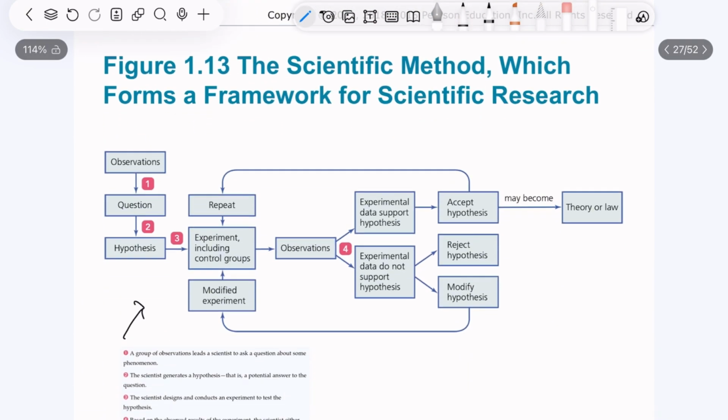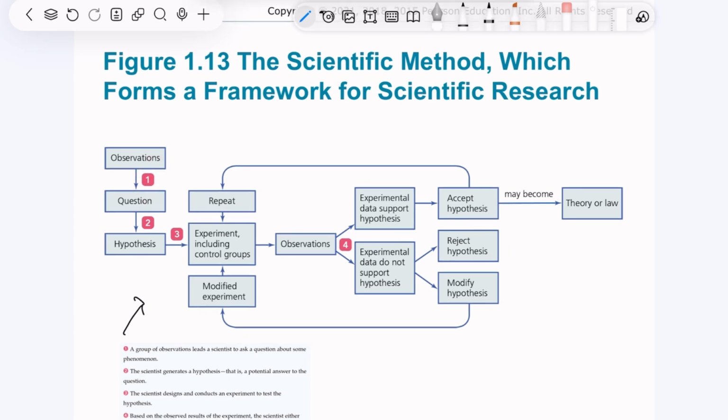So this is the framework for scientific research. One is a group of observations that leads a scientist to ask a question about a phenomenon. Two is when the scientist generates a hypothesis, that is, a potential answer to the question. Three, the scientist designs and conducts an experiment to test the hypothesis. And four, based on the observed results from the experiment, the scientist either accepts, rejects, or modifies the hypothesis.